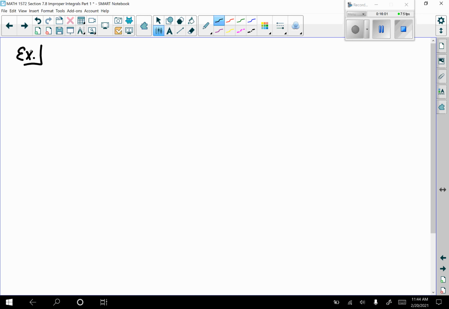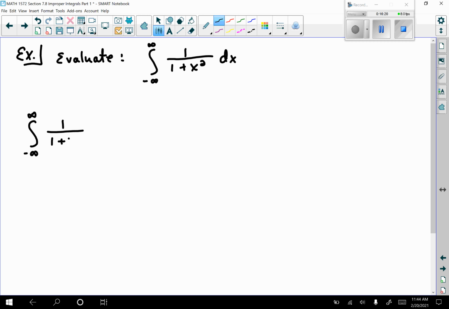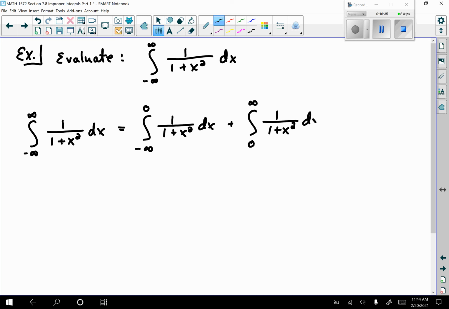Okay, another example here. Let's do something like part C. Let's go ahead and evaluate an integral from negative infinity to infinity of 1 over 1 plus x squared dx. So this is where I'm going to take this and separate it. We'll start with negative infinity. Again, I'm going to choose 0. 1 over 1 plus x squared dx, and then plus the integral from 0 to infinity of 1 over 1 plus x squared dx.